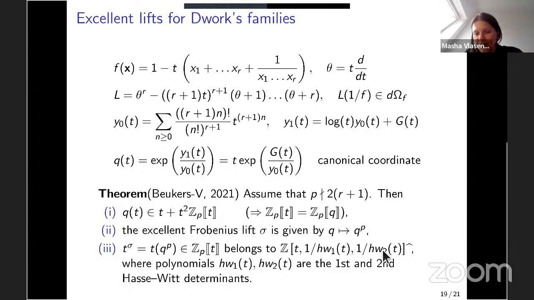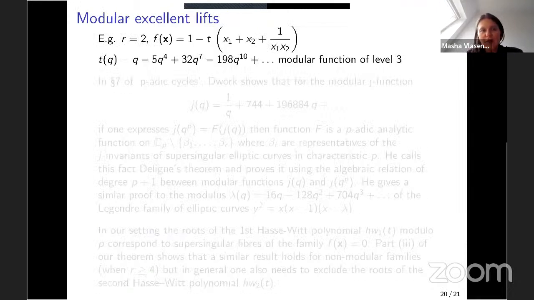I didn't write down the second Hasse-Witt determinant, but you have seen the first Hasse-Witt determinant in the first theorem, which I called key theorem. And they are polynomials here. So really, this is an approximation by rational functions. And finally, if we look at the case of r equals 2, this can be compactified to a family of elliptic curves. And therefore, it's no surprise that T as a function of the canonical coordinate is a modular function. Now it's of level 3.